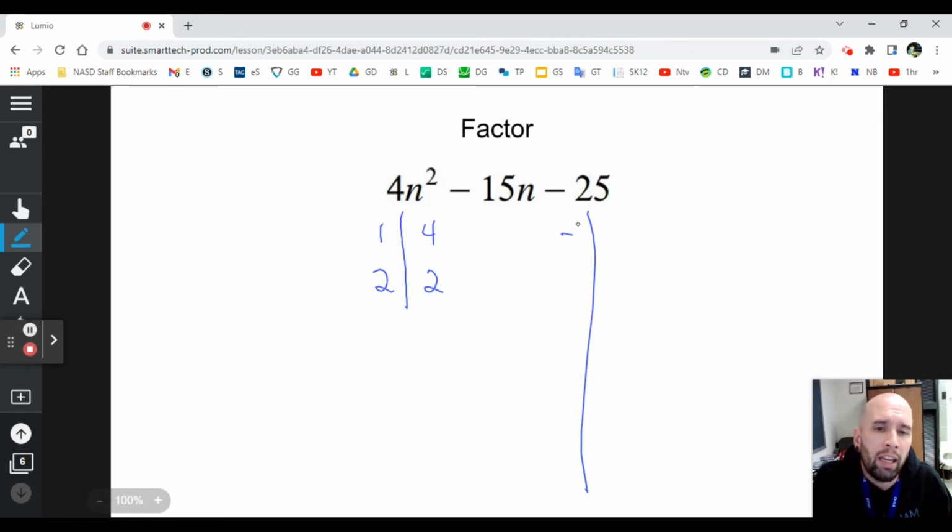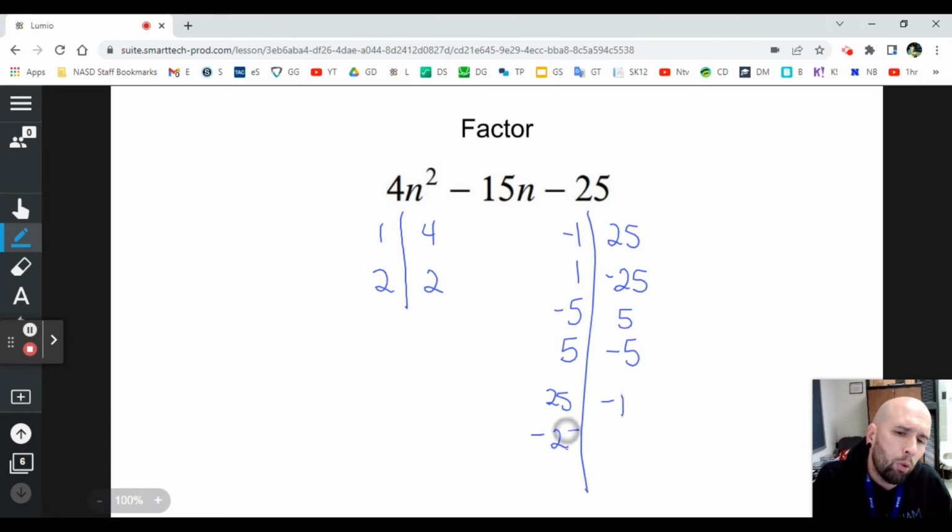So you have negative 1 times 25. You have regular 1 times negative 25. You have negative 5 times 5. You have regular 5 times negative 5. Also, I have 25 times negative 1. I have negative 25 times positive 1. And I think that's it.